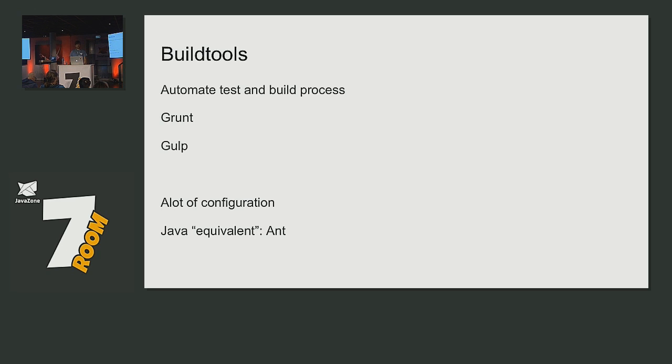Now then, we have some tools we mentioned, to apply to our source code. So it is a good idea to automate it, and we can use build tools like Grunt and Gulp. They require some configuration in order to know how to build your stuff. Kind of the equivalent of Ant in Java.